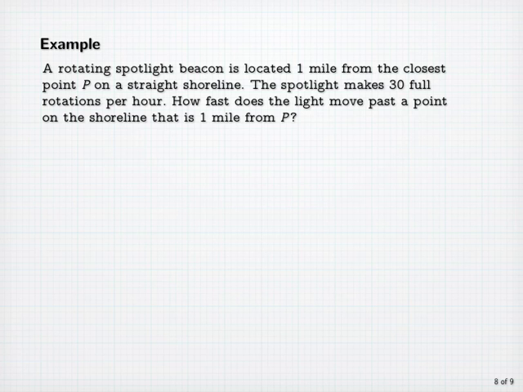Now let's begin by drawing ourselves a diagram. Let's suppose this is the shoreline, and suppose this is the spotlight beacon. The point P is here on the shore, and there's a 1 mile distance between the beacon and P. Now at any given time, the spotlight might be directed towards some point along the shore, and we may as well assume that the rotation is clockwise so that the direction of movement of the spotlight is up the shore.